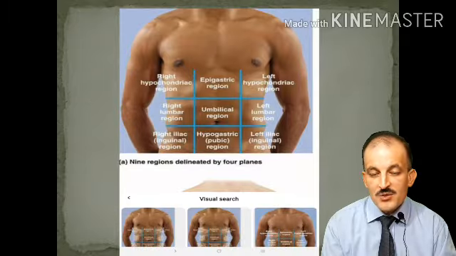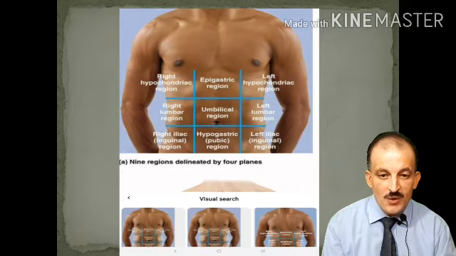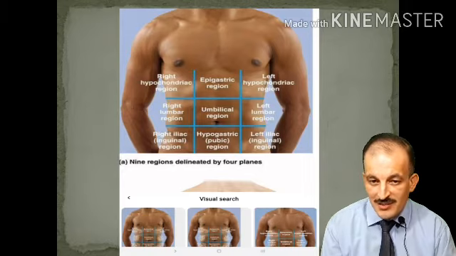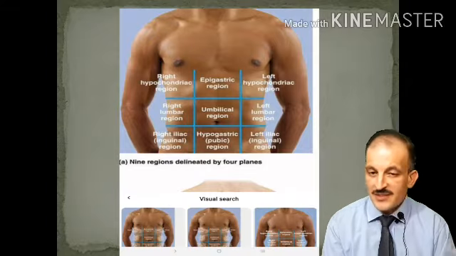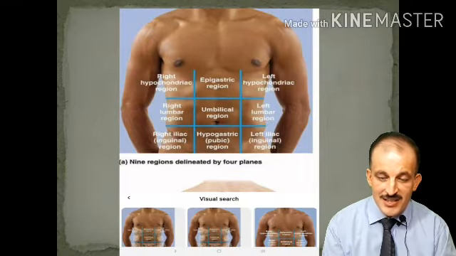In this picture, you can see the subdivisions of the abdomen into nine regions called right hypochondrial region, epigastric region, left hypochondrial, umbilical, hypogastric, etc.